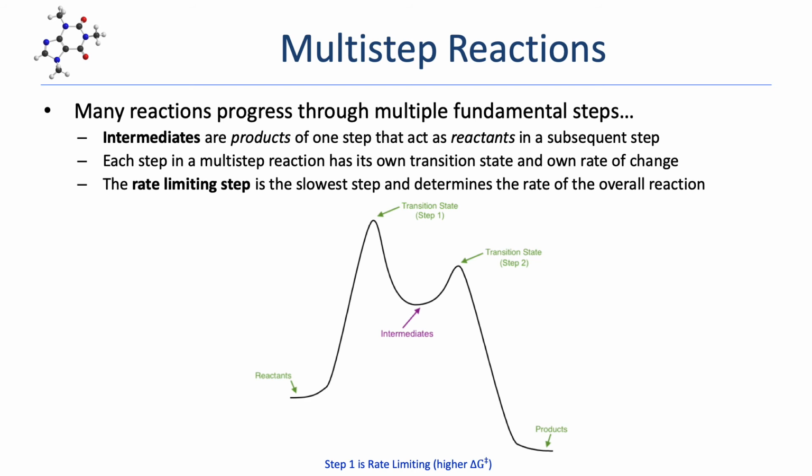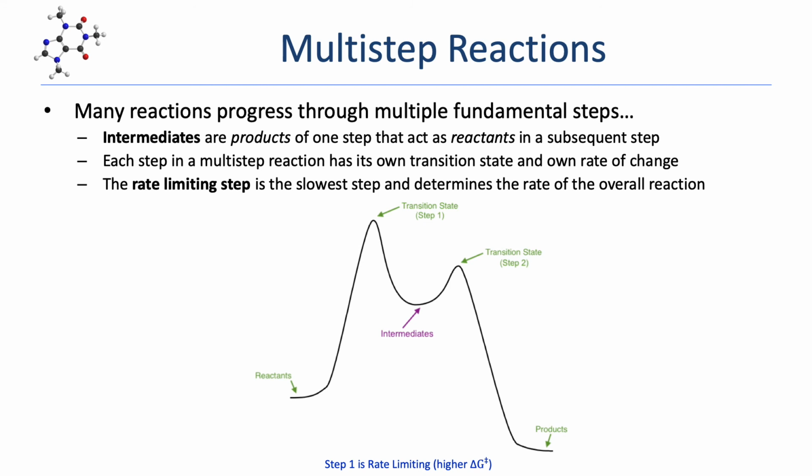Starting with the intermediates, which serve as the reactants in the second step, you can see that the products are much more stable. Each step of the reaction has its own transition state, and that means that each step has its own rate. In this case, you can see that the rate of the first step is actually quite slow relative to the rate of the second step. The free energy of activation in that first step is much larger than in the second step.